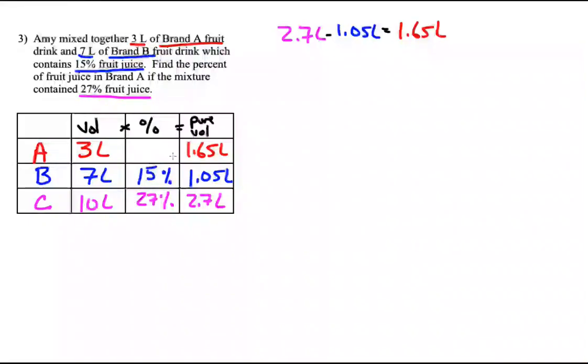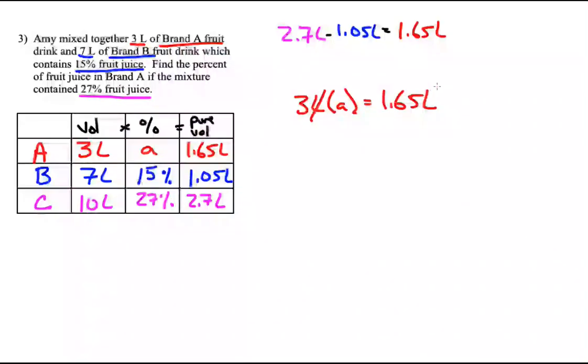So now we have everything we need to solve the question, which is what is the percentage of brand A, which is going to be this box right here. We'll call that A. What we know is that if I multiply 3 liters times A, that's going to equal 1.65 liters.